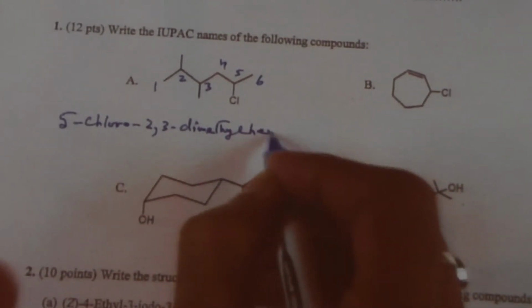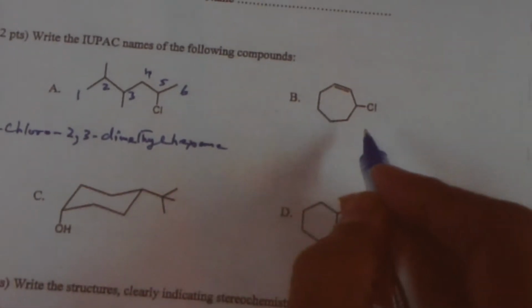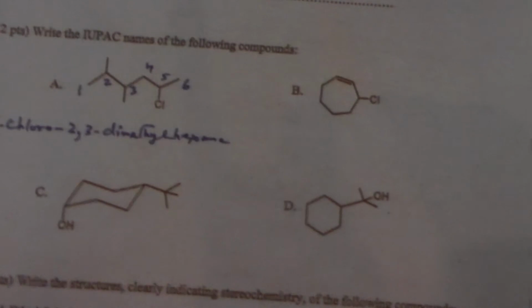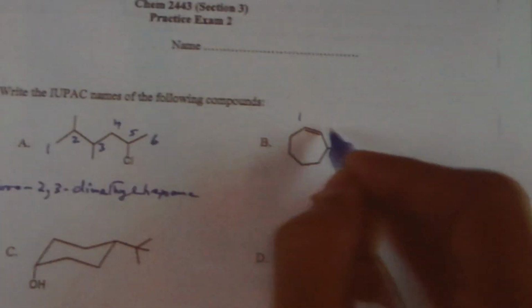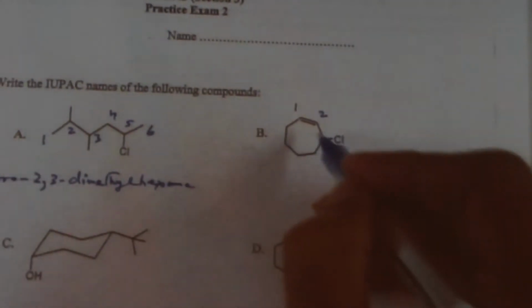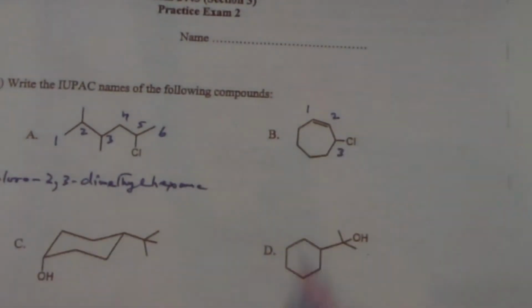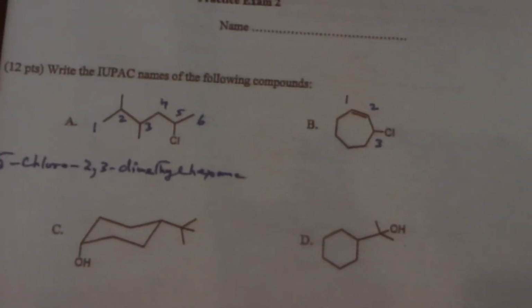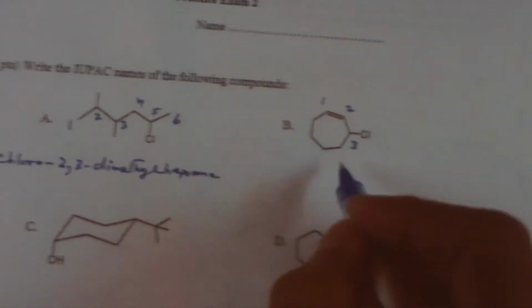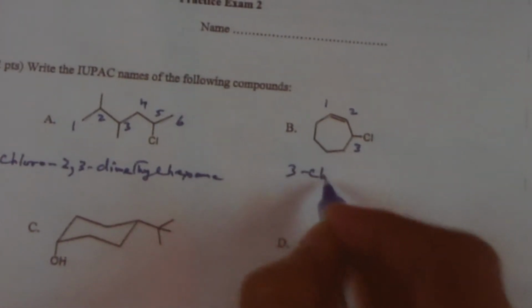Hexane. This one you have to start numbering. The double bonds get a higher priority. Therefore, you cannot start from the chlorine. Therefore, you got to do 1, 2, and 3. You cannot do 1 and 2 here because you have to make sure that the double bond is 1, 2 and not 1, 2, 6. So therefore, it's 3-chloro.